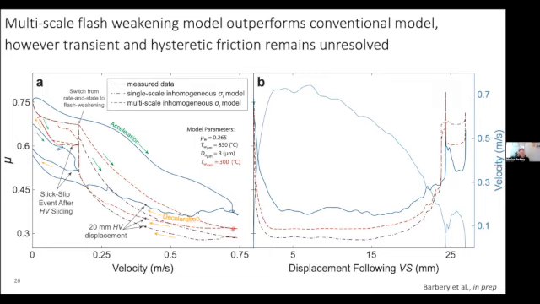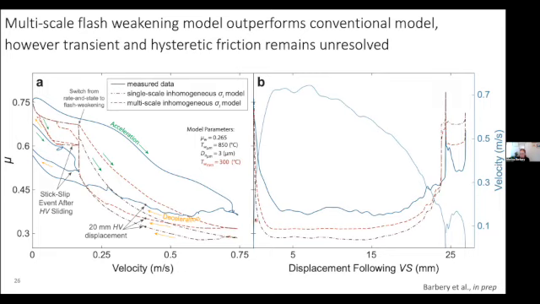And the first thing we see is that the multi-scale model outperforms the traditional conventional asperity-only scale model, but both of them overestimate the amount of weakening. So it's weakening faster than the mechanical data shows, and it predicts more weakening than we see in the mechanical data.